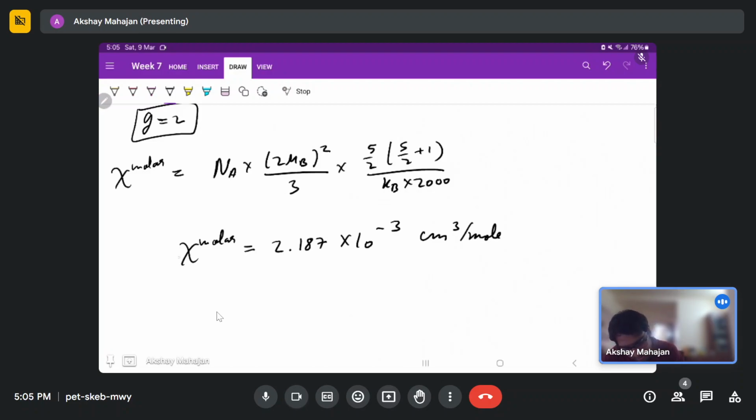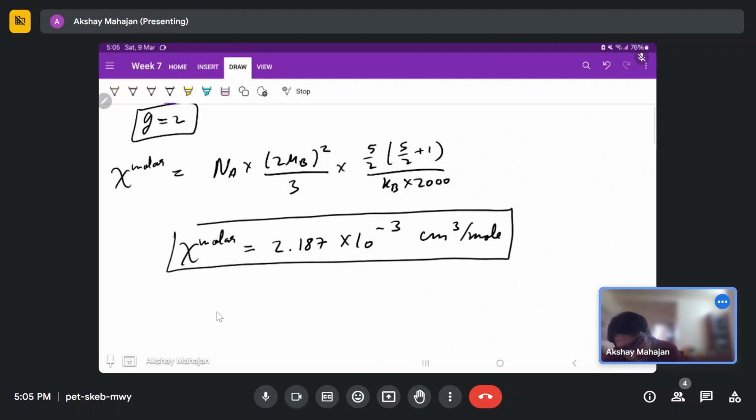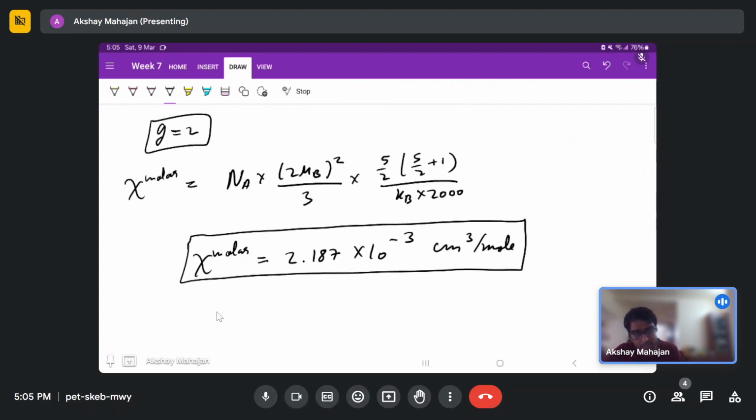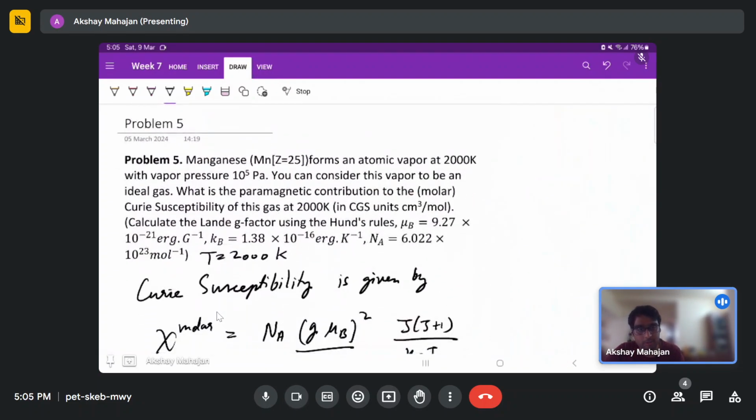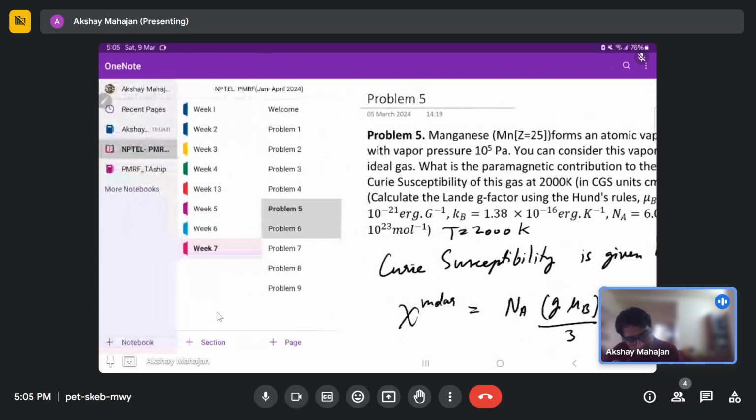This is not dimensionless because we are using CGS units. In the coming problem we will use SI units, and in SI units your susceptibility comes out dimensionless. But here you have to check that it becomes centimeter cube per mole. Just put in the constant values here and you will get the answer, and the constant values are provided in the problem itself. Alright, any doubt in this problem? Okay, let's move on to our next problem.